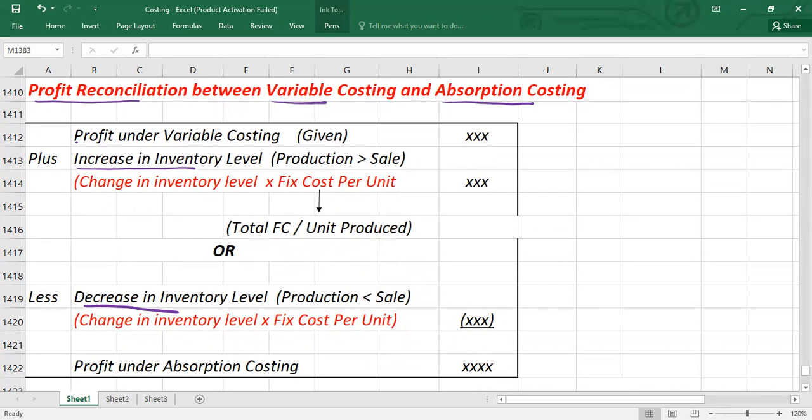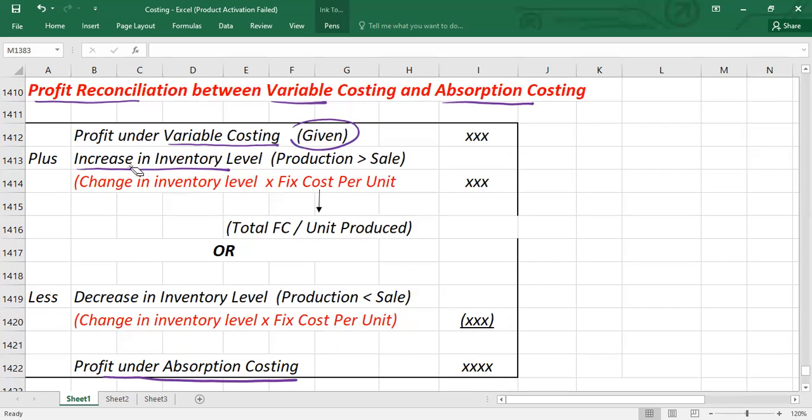So guys, let's have a look. For example, if profit under variable costing is given, and you are required to calculate the profit under absorption costing, you might be given any one of these two scenarios. You might have a case of increase in inventory level, or you might have a case of decrease in inventory level.